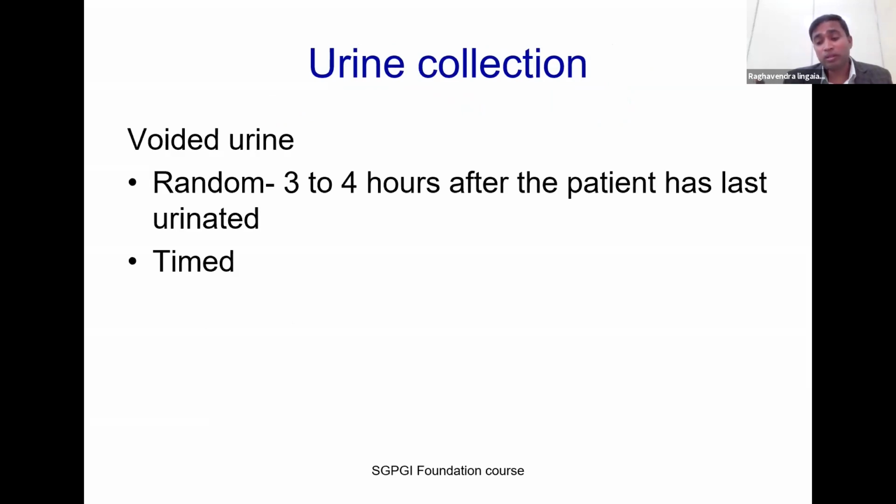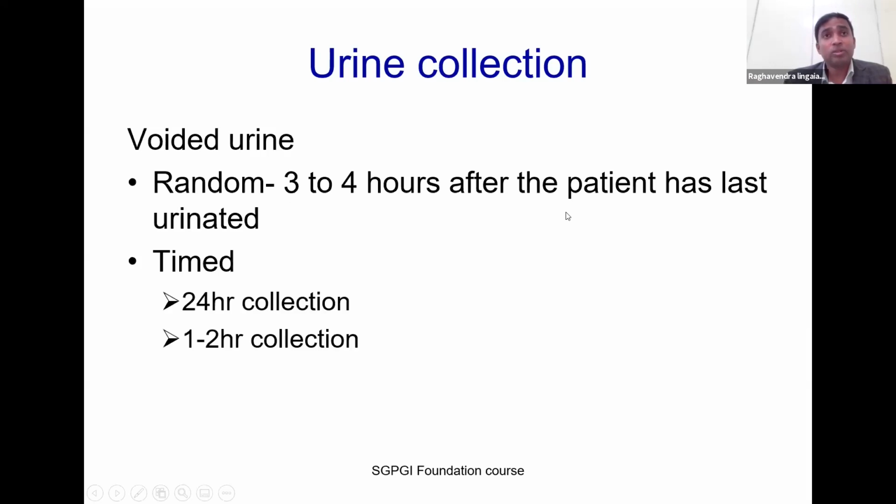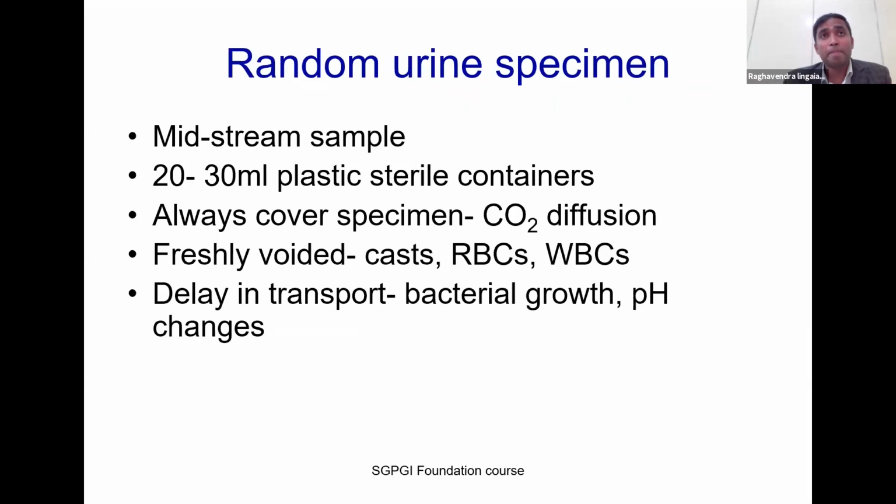Another most common specimen that you send for investigations routinely is urine, and urine can be collected at different times, whether it is a spot urine or a timed collection. A random specimen is one taken 3 to 4 hours after the patient has last urinated. Timed urines can be a 1 to 2 hour collection or a 24-hour collection. For random urine, it is better to send it in a clean container.